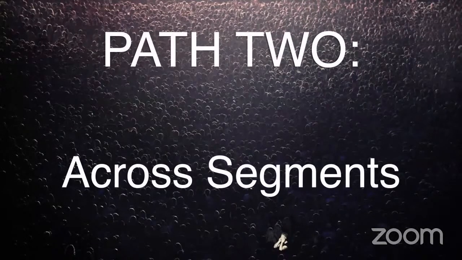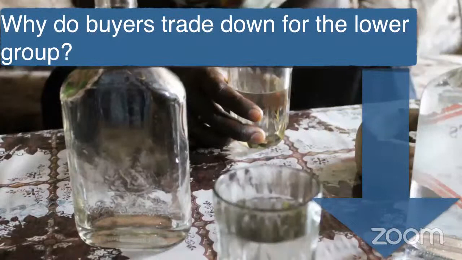Path 2. What we're looking at here is the typical segmentation in markets. That's what traditional strategy teaches us, to segment. Here, working with a company in Kenya, they were trying to understand the lower end of the market and how they could make them trade up to their product, which was a beer. So the question was, why do they trade down for the lower group? This is Changa. In Swahili, it's "kill me quick." Why do they trade down for it? Well, it's consistent-ish, it's cheap, and it does the job.